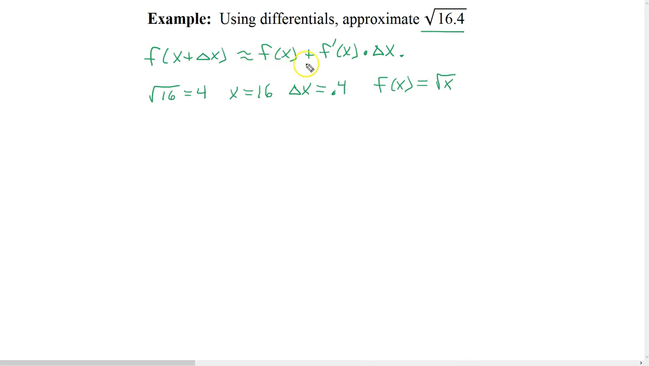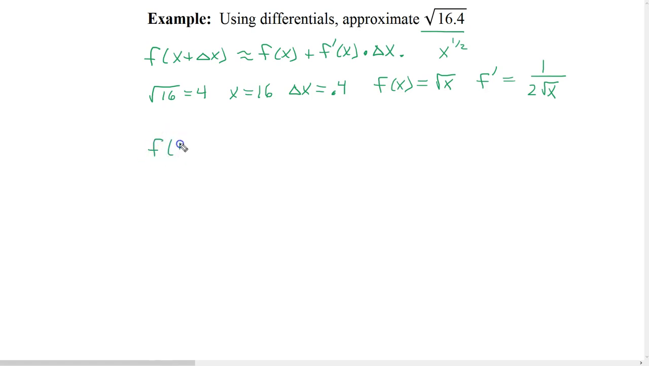then we'll be able to use the right-hand side here as an approximation to the square root of 16.4. So let's evaluate the right-hand side here. Now we do have to take the derivative of this function. Well, notice that the derivative of the square root of x, which is x to the 1/2, recall that that is 1 over 2 times the square root of x.